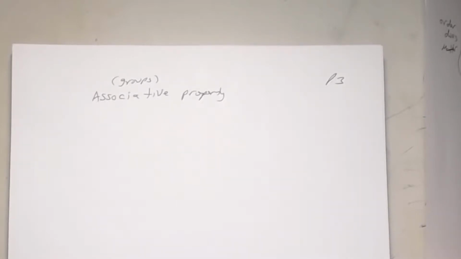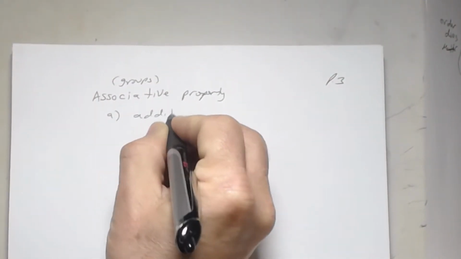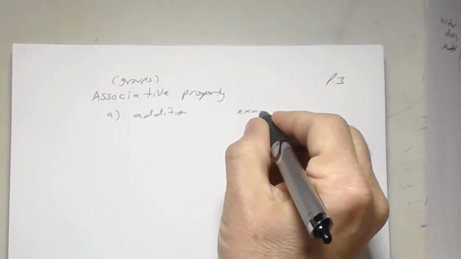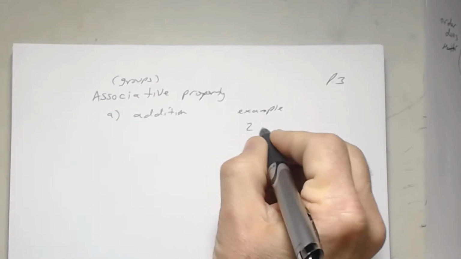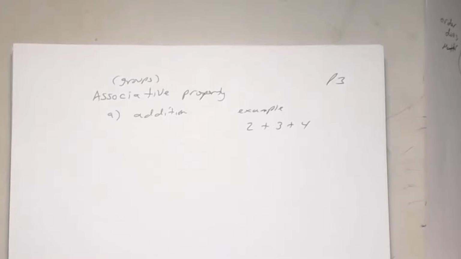All right, so let's talk about the associative property of addition. Just like with commutative property, we're going to talk about those two same operations, addition and multiplication. So part A, addition. When we think of the associative property, we're thinking of three or more things. So I'm going to write three numbers here. I'm going to add three numbers. So let's say I had 2 plus 3 plus 4. Just write it like that for right now.